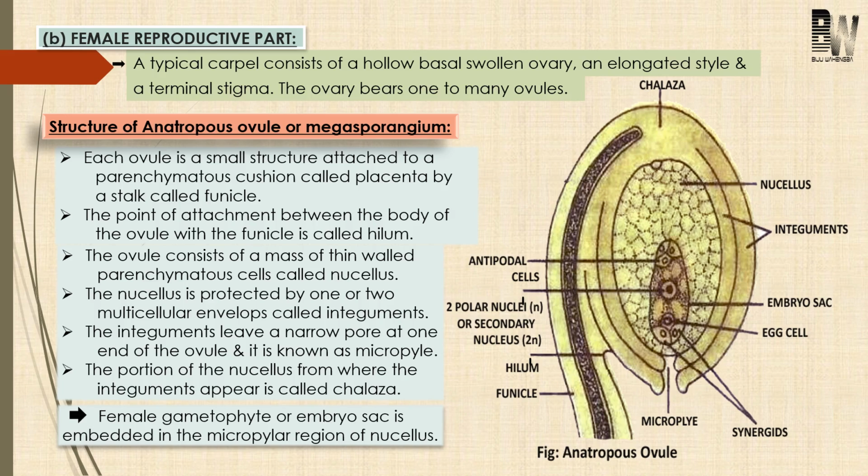The hilum represents the junction between the ovule and the funicle. Towards the micropylar end you will find the embryo sac, where the female gamete, the egg, is present. So this is about the structure of the anatropous ovule. In this lesson we are going to study how this embryo sac develops inside the ovule, because in a young ovule the embryo sac is absent, and in the embryo sac the female gamete, the egg, is present.